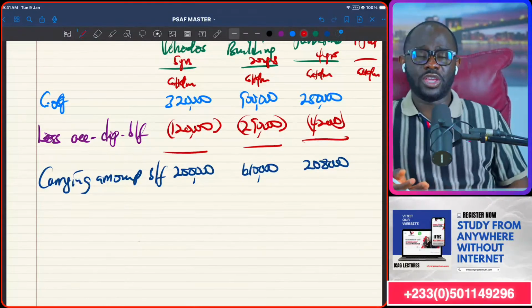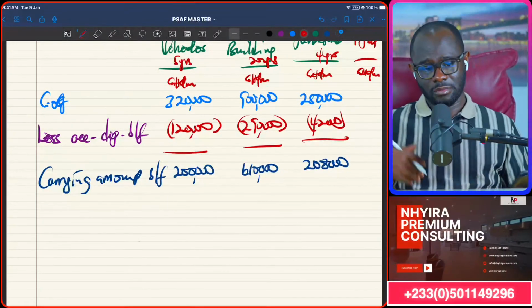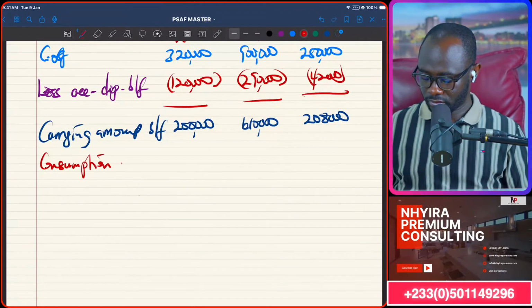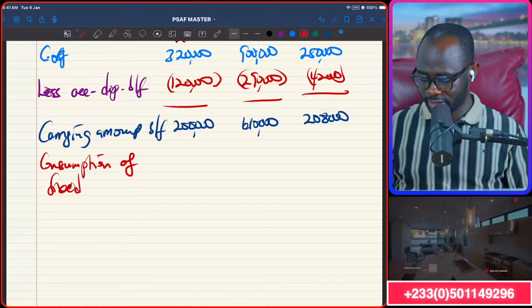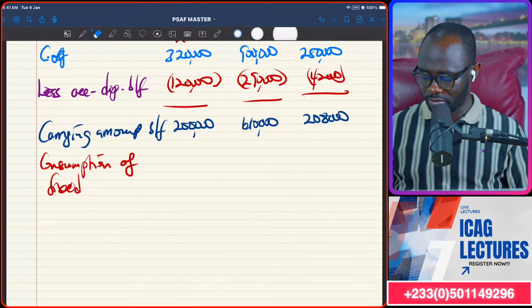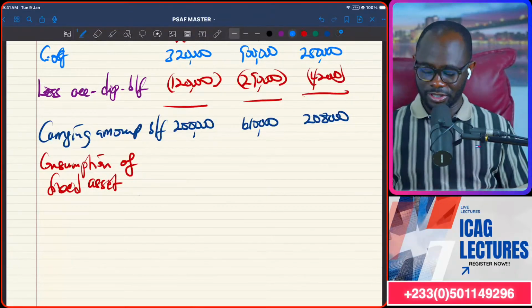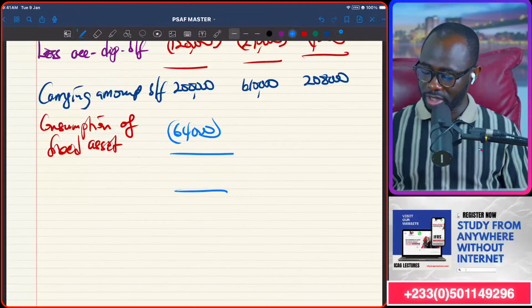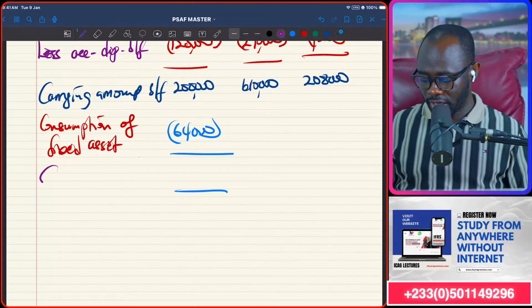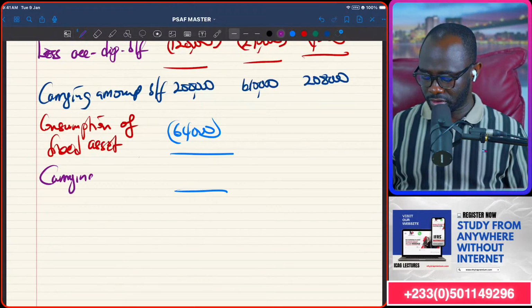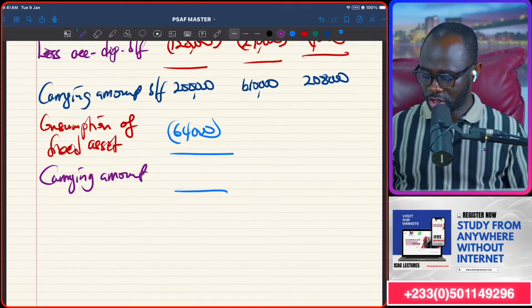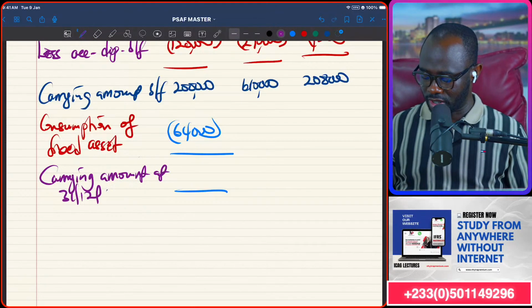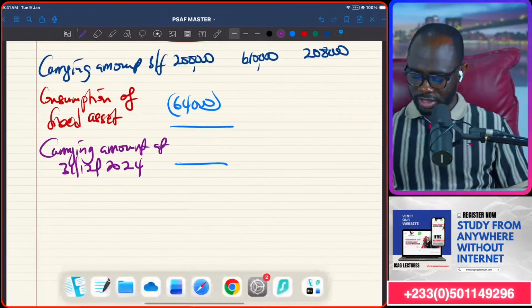In the public sector, you will hear more of consumption of fixed assets, but it's the same as depreciation. Sometimes you will hear consumption of capital assets. All these are just used interchangeably. So 64,000, we take it out so that we can get a carrying amount at the end of the year that will go on the face of the statement of financial position. So carrying amount at 31st December 2024.